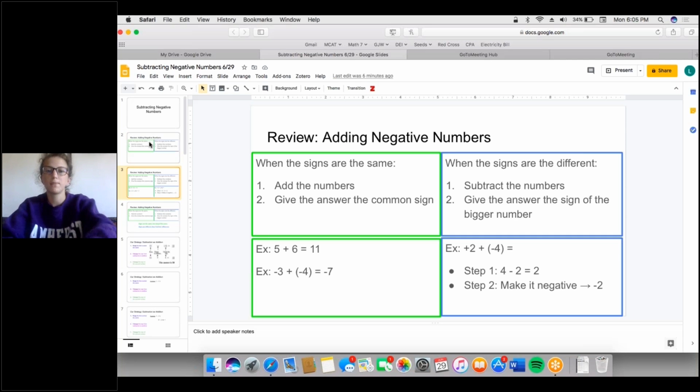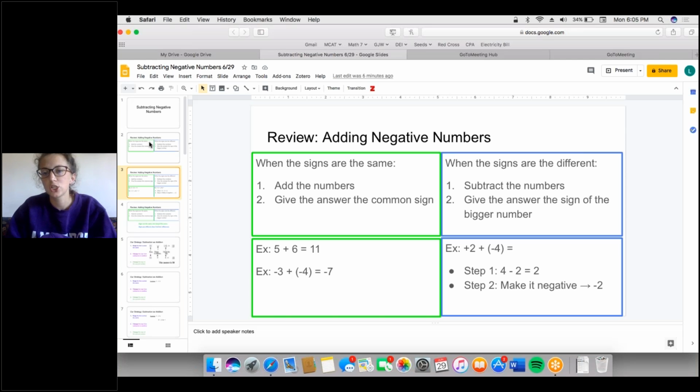So for example, looking at the box in the bottom in green, that's when the signs are the same. So 5 and 6 are both positive, so we add 5 and 6 and get 11. Or if we have negative 3 plus negative 4, the signs are the same, they're both negative. So I add 3 plus 4 and I get 7, and then I slap on the negative sign because that's the common sign.